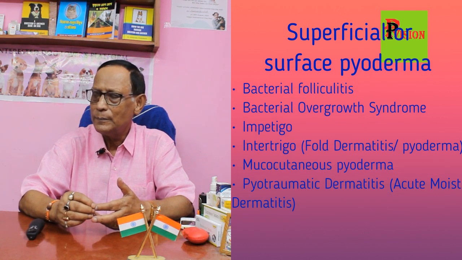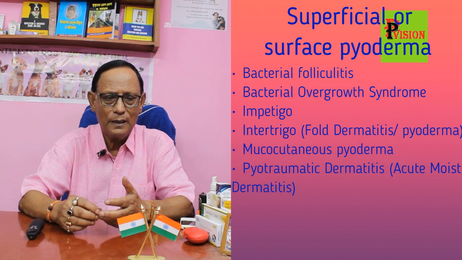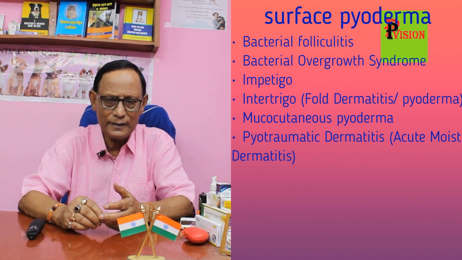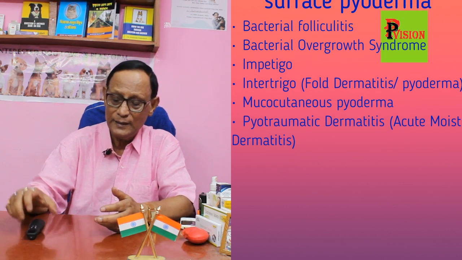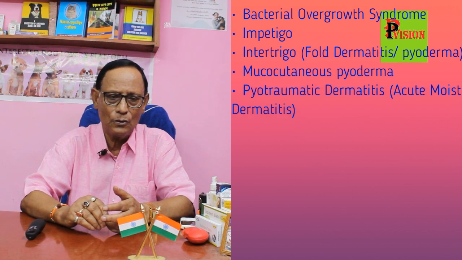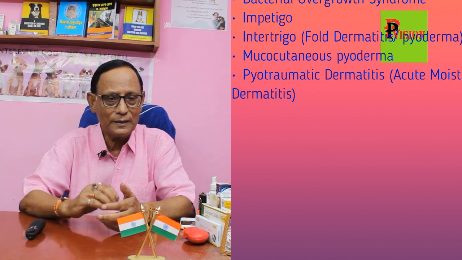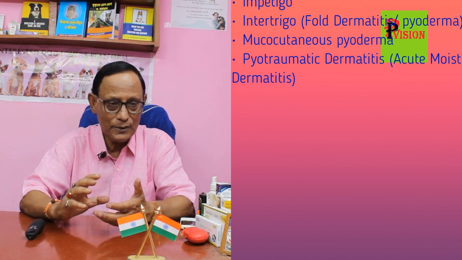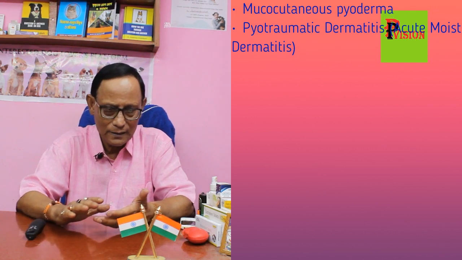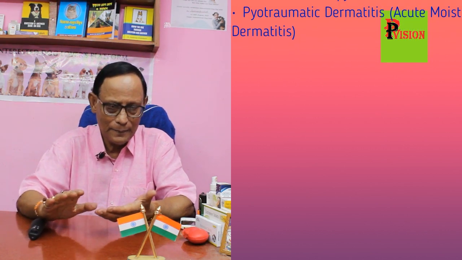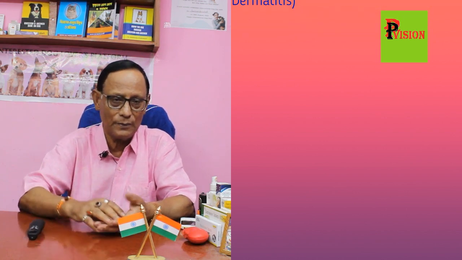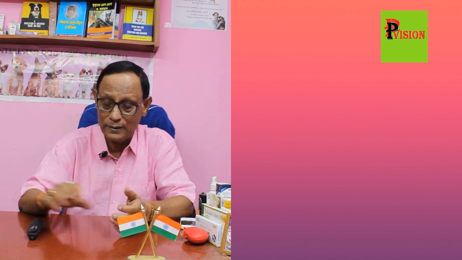Then we get mucocutaneous pyoderma and pyotraumatic dermatitis, which is known as acute moist dermatitis. And this acute moist dermatitis is sometimes known as hot spot, because all these microabscesses glue together and abrasion takes place. While abrasion takes place, then a red spot develops. Therefore, this is also known as hot spot.